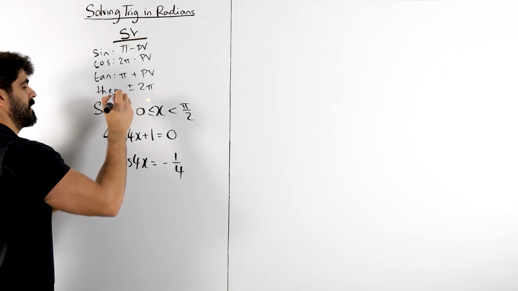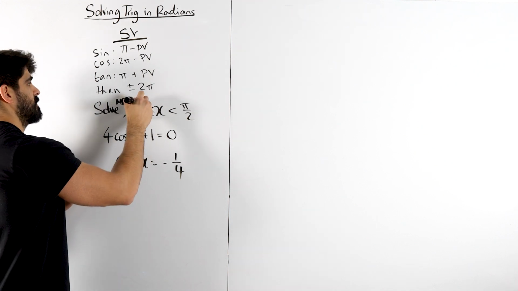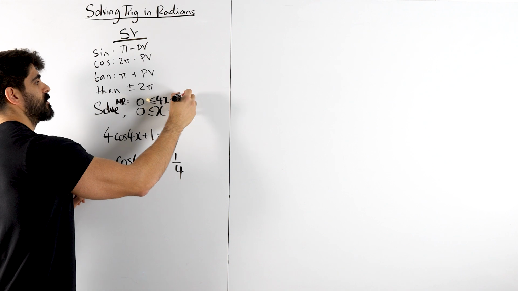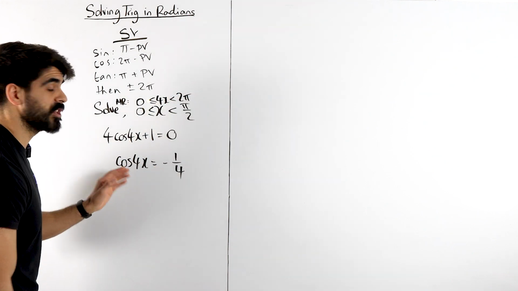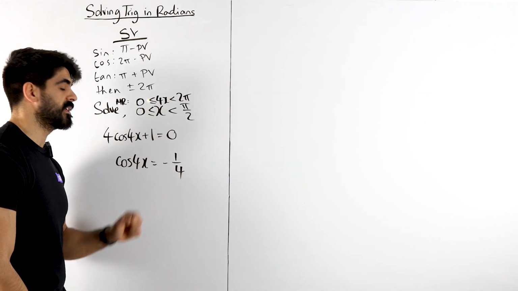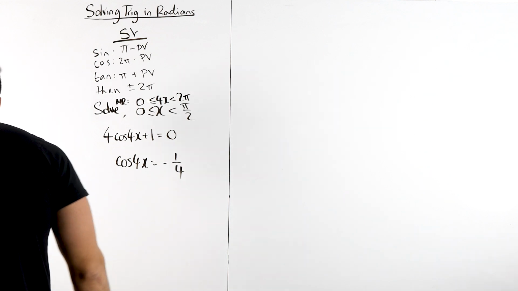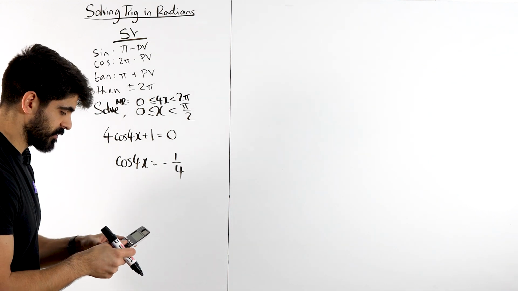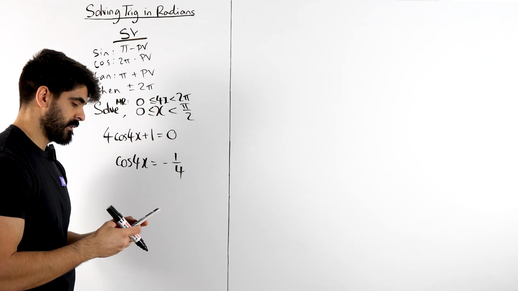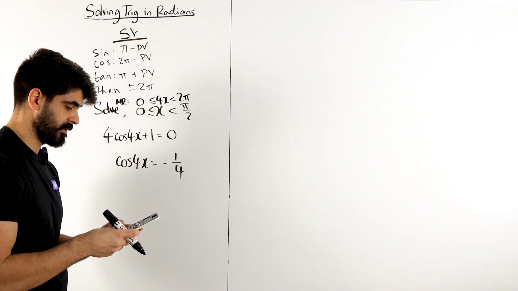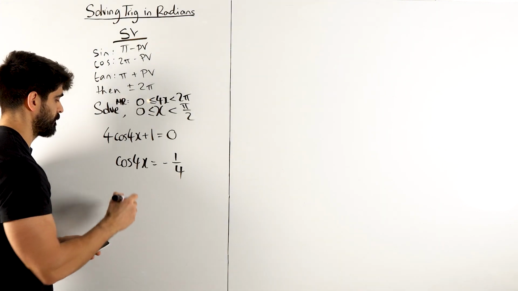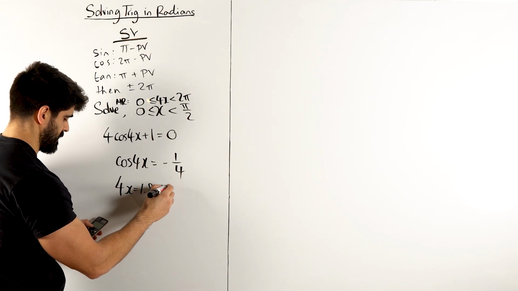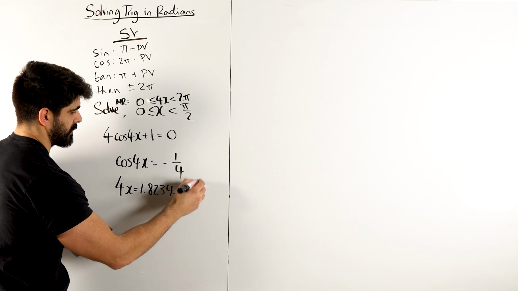My modified range is going to be between 0 and, times that by 4, 2 pi. Usually they make the range bigger when these angles get bigger. Now we have to do inverse cos of minus a quarter. I'm in radians, so that is 1.82. So 4x is 1.8234 dot dot dot. That's our primary value.